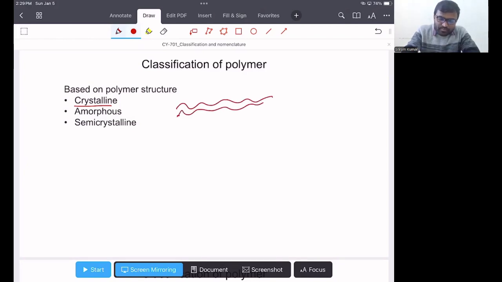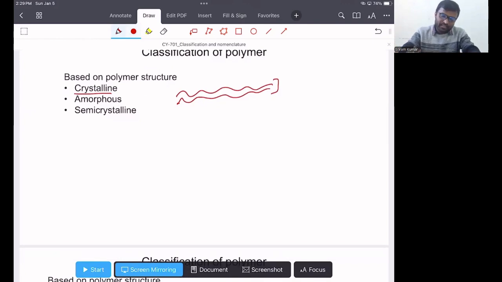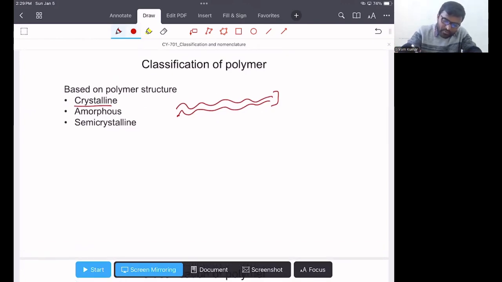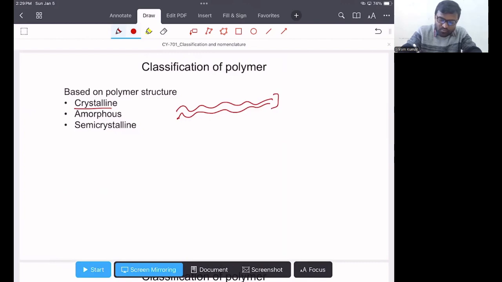So here, in the crystalline polymer, that means the position of the chain of the polymer is fixed, the orientation of polymers is fixed, and that is the example of the crystalline polymers. So in that case, we have this fixed orientation.